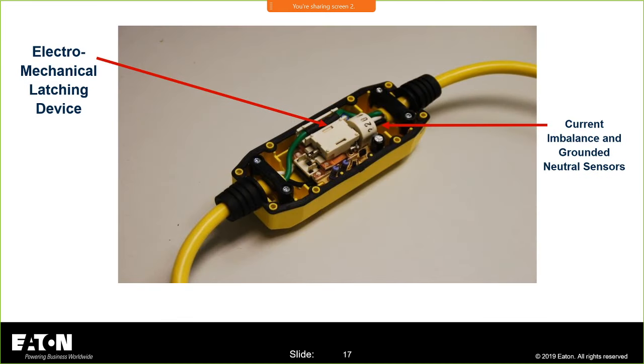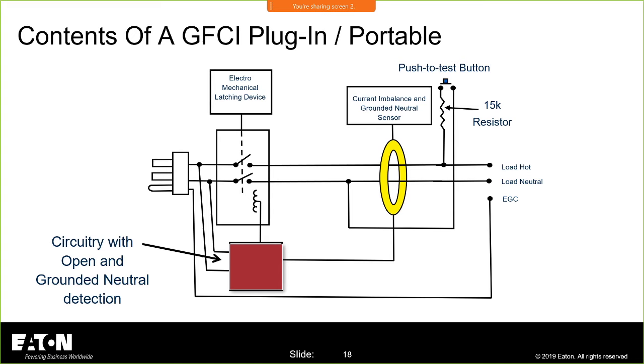And then when you look at these cord appliance things, we pack a lot of stuff into a small space in this type of equipment. But you still have your CT. You're always going to have that current transformer in there. There's your electrical, mechanical disconnects and all that good stuff. Now, these devices have to go through slightly different types of testing, but they work on the same principle. There's sort of the diagram. There's an electromechanical latching device. Here's your circuitry with open and grounded neutral detection. We might touch on that a little bit. And there's your push to test button.